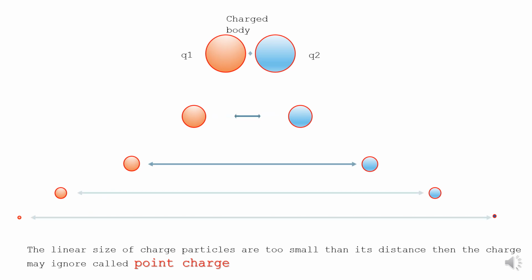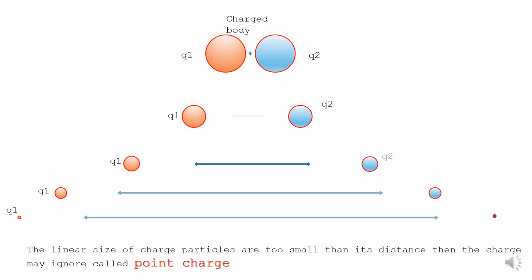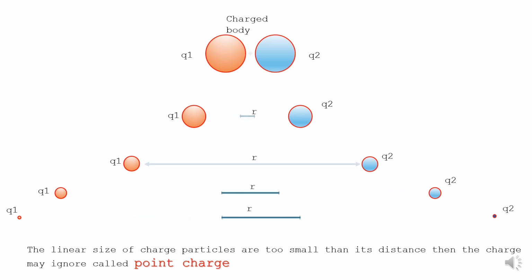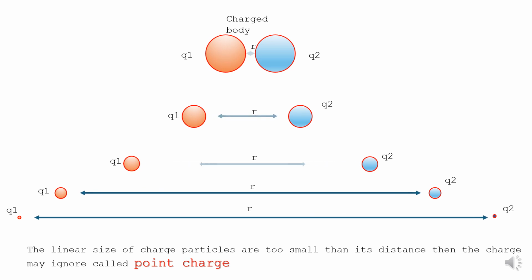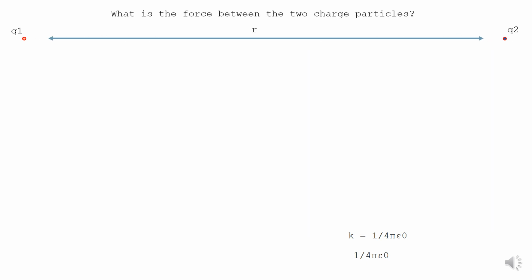Now let me go with both charges. You can see the charge Q1 and the distance R has been increased drastically. This is the definition of the point charge. Now how will you derive Coulomb's law? There are two point charges. Now there is no need to explain what a point charge is. There are two point charges, Q1 and Q2, with a distance R. What is the force between the two charged particles? This is the question, and the solution is Coulomb's law.